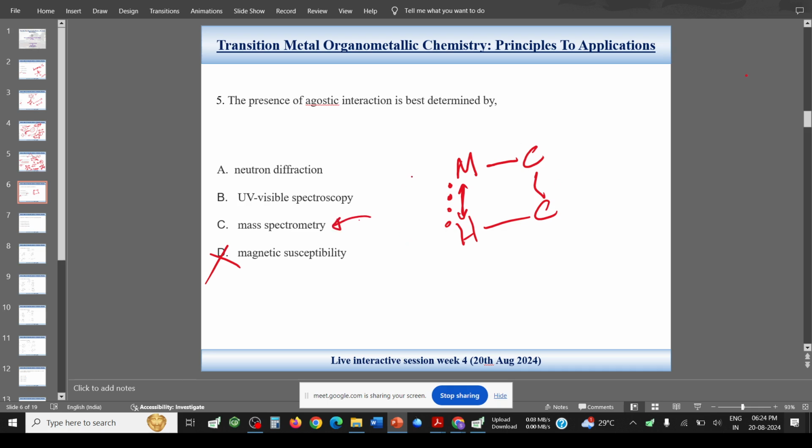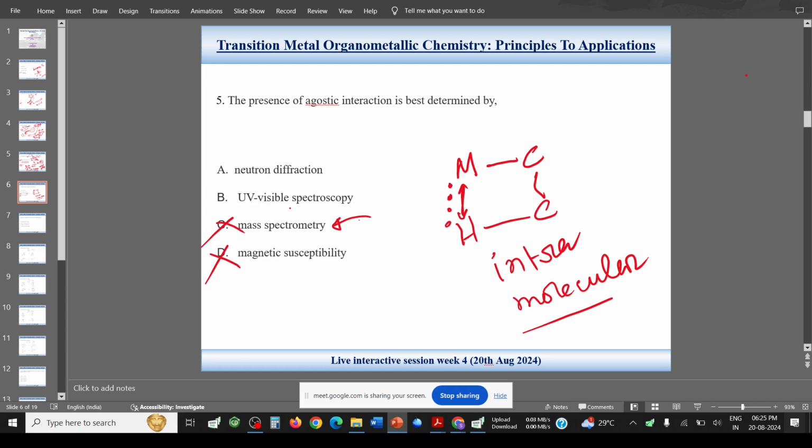Mass spectroscopy gives us the overall mass of the molecule. It cannot detect any kind of interaction, and this interaction is intramolecular. So this interaction also does not affect the mass of the molecule, whether it is interacting with the metal or not. Okay, so mass spectroscopy is also not possible.